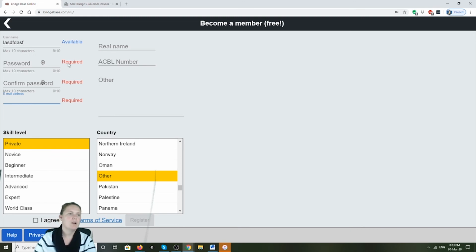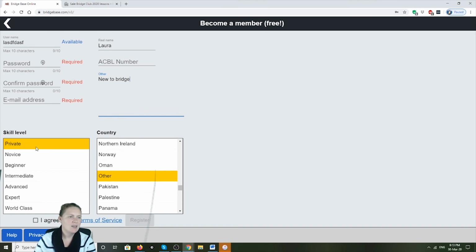But what I would suggest is up on the top right here, you do put a real name as well, ideally both of your names. But if you wanted to just keep it as a first name, that's fine. ACBL number, completely ignore this. This is for their American customers only. So completely ignore where it says ACBL number, and where it says other, I'd write something like new to Bridge, or you could just leave it completely blank.